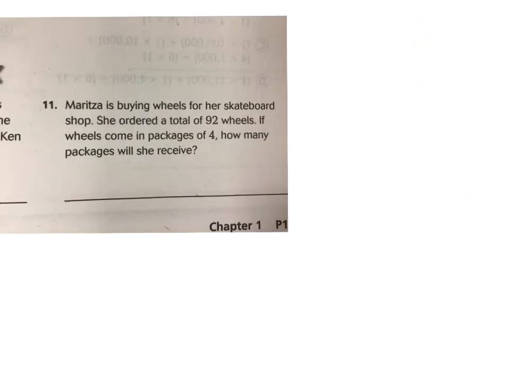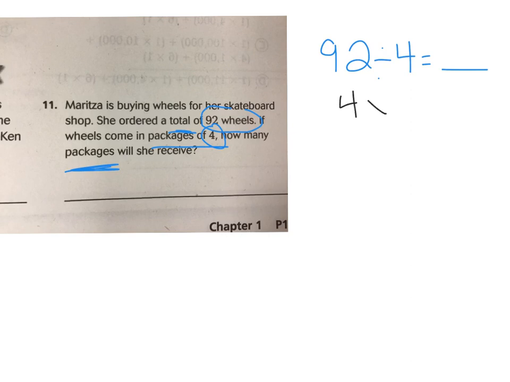Maritza is buying wheels for her skateboard shop. She ordered a total of 92 wheels. If wheels come in packages of 4, how many packages will she receive? So I see that she has a total of 92 wheels. That's my clue. And wheels come in packs of 4. How many packages will she receive? So we know our expression is going to be 92 divided by 4. And we are going to solve it and find the related multiplication problem. 4 times what will give me 92? That's my related multiplication problem.